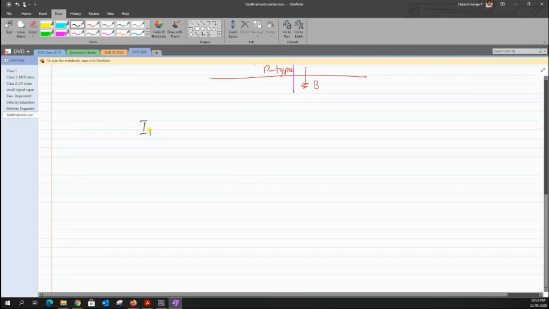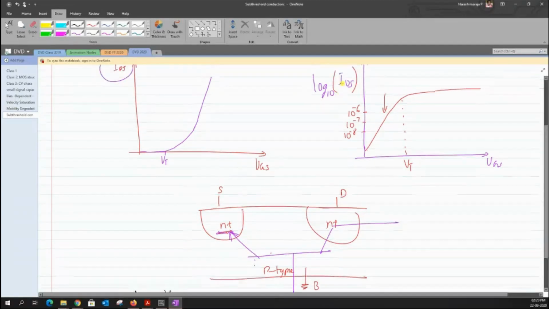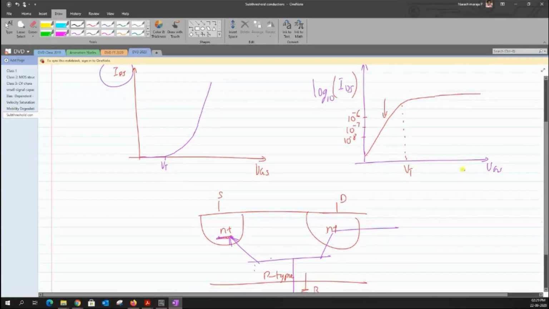Okay, so the current that is flowing for the value of VGS that is less than VT could be modeled with some sort of expression. Now, the way that this particular plot shows a kind of linear characteristic between the logarithmic scale of IDS versus a linear scale of VGS, one could see that there is a kind of relation.